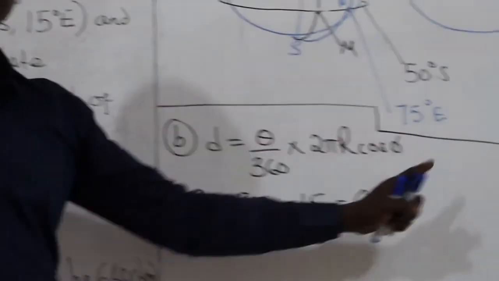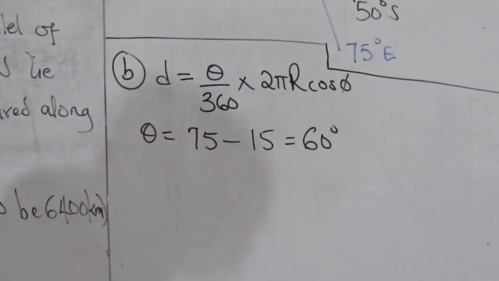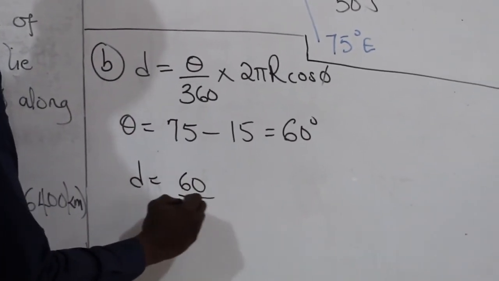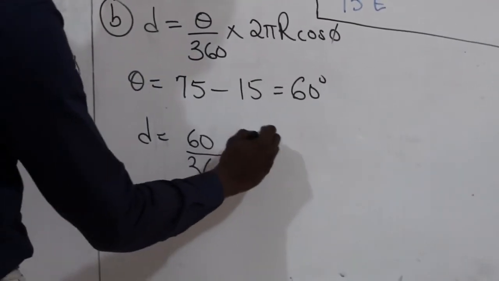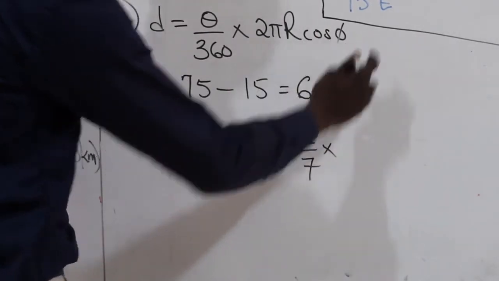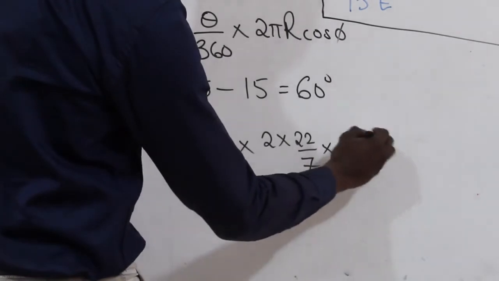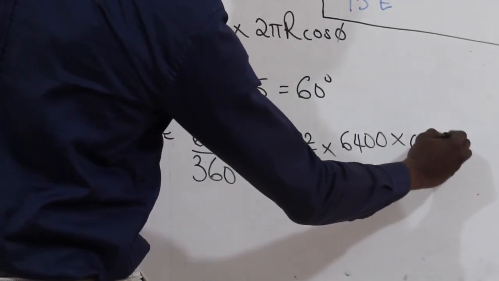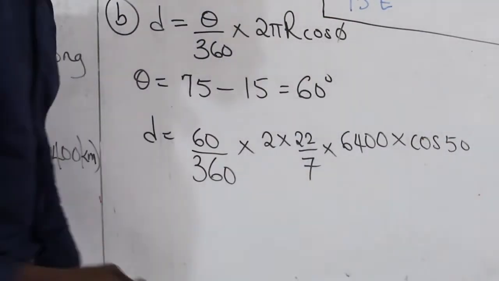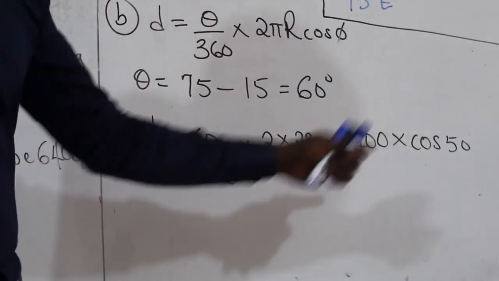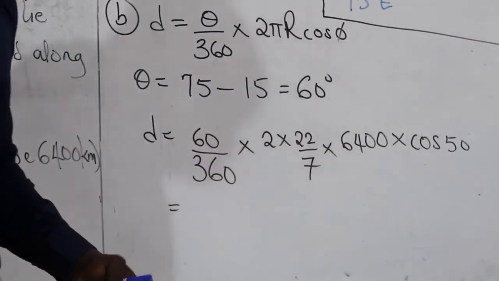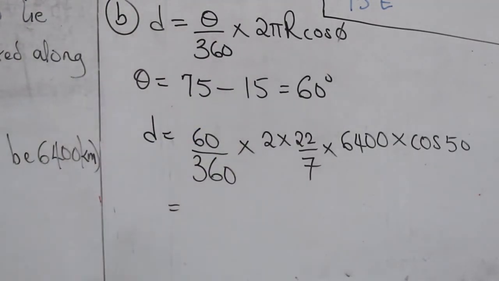We're going to input all our values here in order to get the distance between M and N. So theta has now been found to be 60 over 360 times 2 times pi, which is 22 over 7, times R, which was given to us as 6,400, times cos 50. We've said this before. You can as well use the answer we got when we did 6,400 times cos 50 to save you the stress of this long calculation. So this will be input in a calculator to get the final answer.